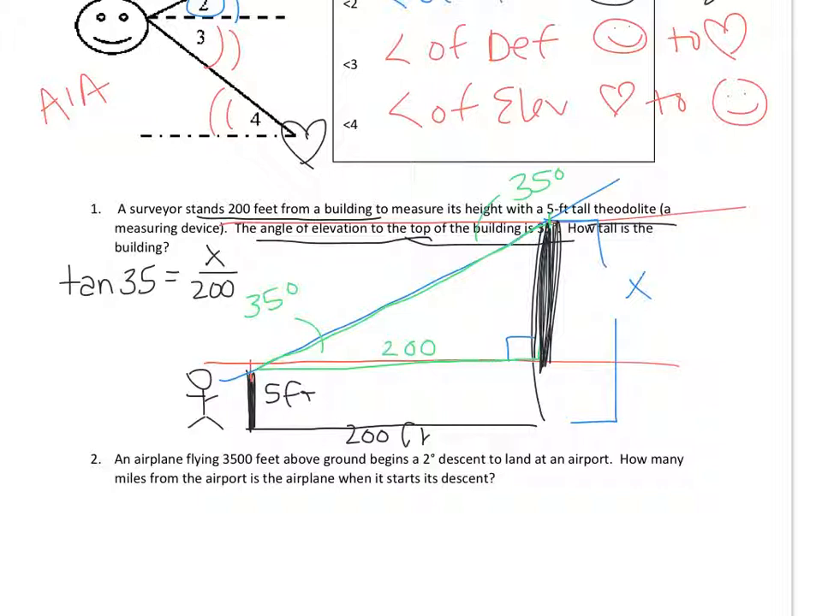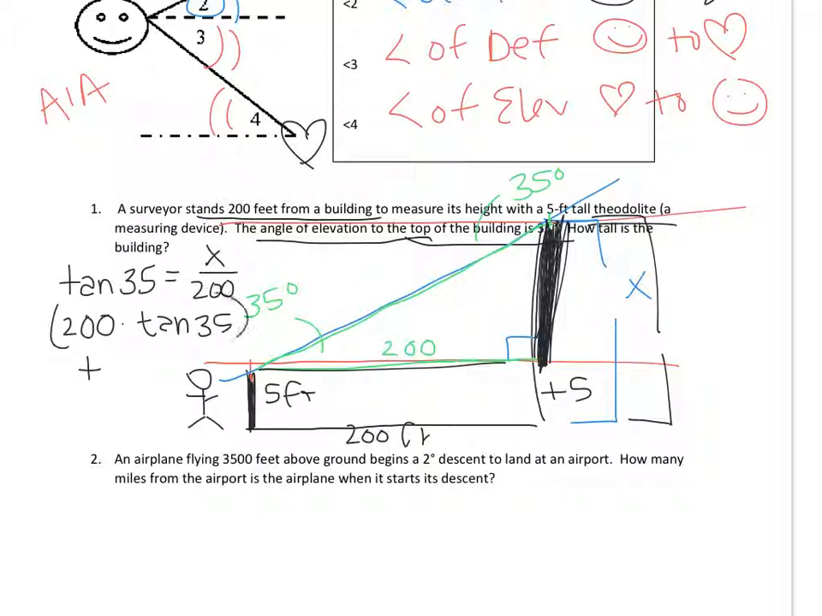I don't have my scientific calculator here, but to find what this is, you're going to multiply 200 times the tangent of 35. That's going to give you this black part. So to get the final answer, which is this blue part right here, you need to add 5 to that. So your answer is going to be 200 times the tangent of 35, maybe you want to put this in parentheses, plus 5. And make sure you answer in feet, so you can calculate that. But I'm just helping you set it up.